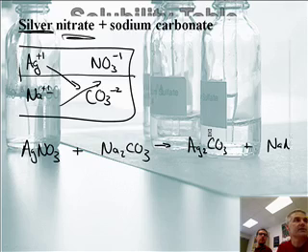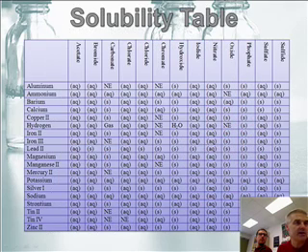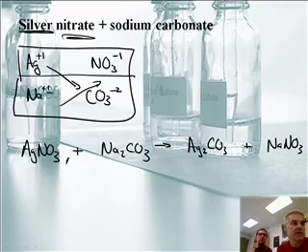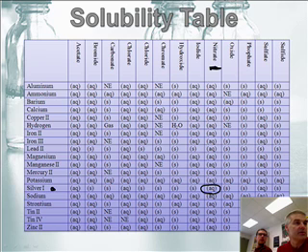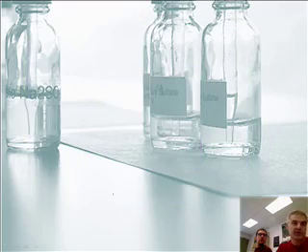Okay, so now let's look at our box here. Silver nitrate. Silver was down here, and here's the nitrate column. So silver nitrate is aqueous. Sodium carbonate. Sodium is right underneath, and carbonate is, there we go, aqueous. Now that's important. They're both aqueous, right?